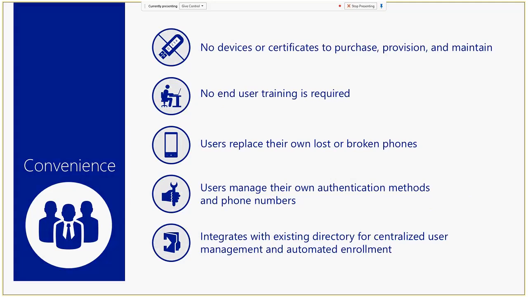You don't have to deal with devices to purchase or distribute or to replace when they lose them. The users will replace their own phones or their own tablets if they lose or break them. There is virtually no training. That actually takes place in less than 5 minutes in the user self-registration process. And as Mark will demonstrate in a few minutes, there is a user portal for them to manage their own methods, their own self-management, and self-registration.